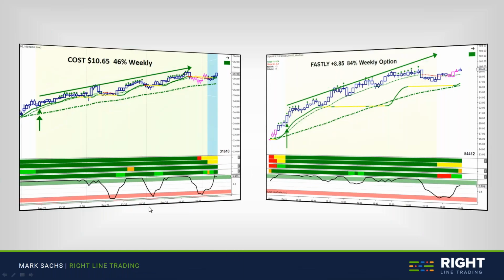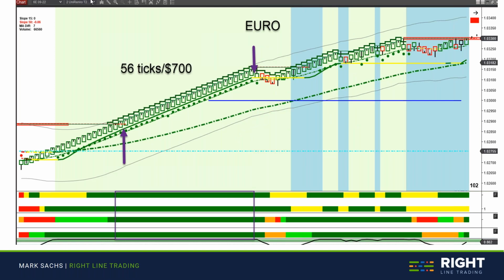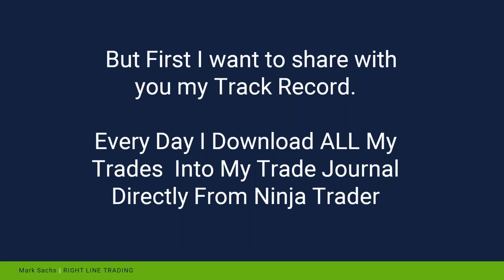Okay, Costco, Fastly. This was a trade that we took on the 30-year bonds, and it ran all day, and we had to close it before the end of the day, and that's 41 ticks. Well, bonds is 31.25 a tick. So that's a great trade. Here's a trade on the euro that we took for 56 ticks. It was a $700 trade per contract.